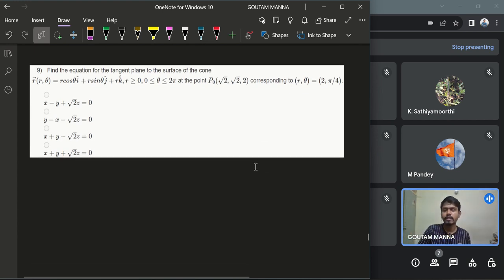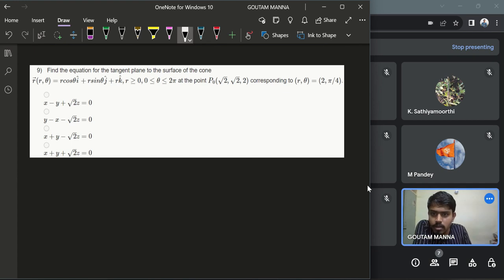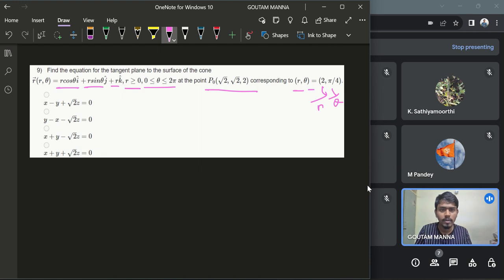Okay, so problem 9 is to find the equation for the tangent plane to the surface of the cone. This cone is given by x is r cos theta, y is r sin theta, and z is r, where r is greater than 0 and theta goes from 0 to 2 pi. The point where we are asked to find the tangent plane corresponds to r equals 2 and theta equals pi by 4.